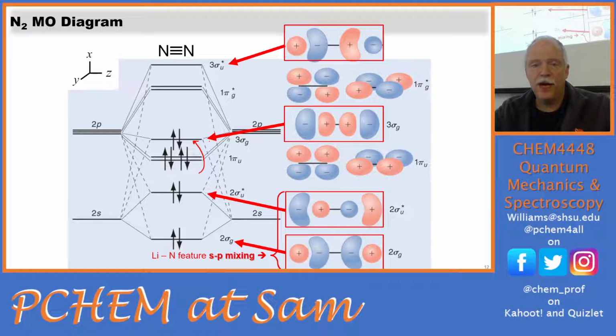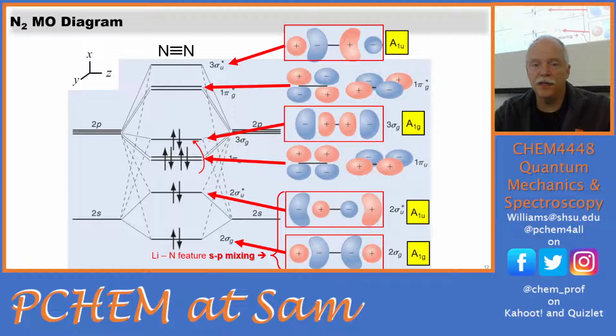Okay, but the pi and the pi star haven't changed at all, and the symmetries haven't changed. Just their relative energies are the only things that have changed. So let's look at that. Let's look at that whole second row of diatomics.